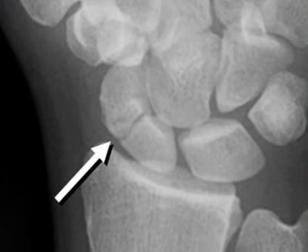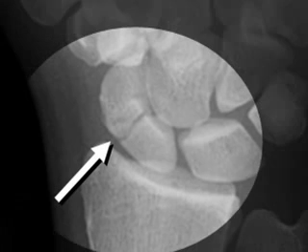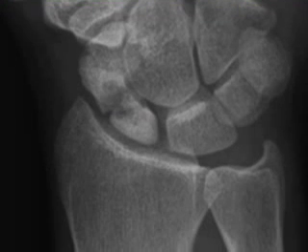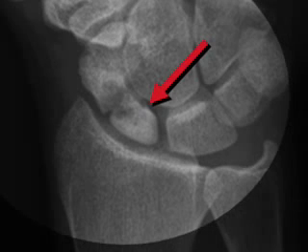Here is another example of a fracture of the scaphoid through the waist of the scaphoid. Remember that the blood supply to the proximal pole of the scaphoid originates distally, so that if the blood supply is interrupted through the proximal pole, avascular necrosis of the proximal pole can result. It's recognized by increased density, sclerosis of the proximal pole relative to the remainder of the carpal bones.